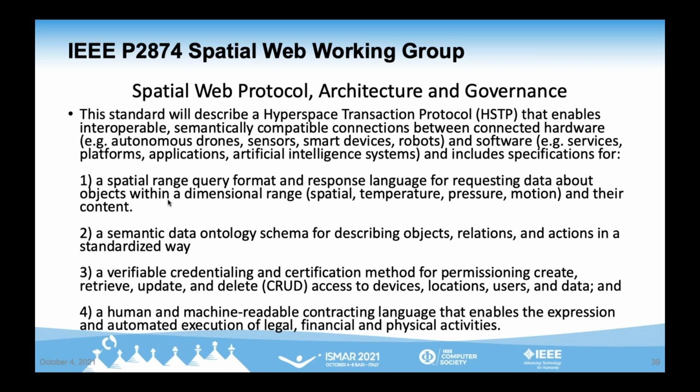I'm now going to turn my attention to the IEEE Standards Association. The IEEE is a very, very large standards association, with many different committees and working groups. And last fall, or about a year ago, a new working group was approved, and it started in July of 2021. The P2874 Spatial Web Working Group.